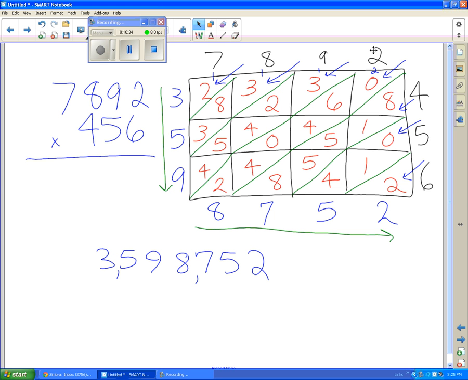I think one of the advantages of using the lattice method of multiplication is I think you are less likely to make errors than when you use the traditional algorithm, especially when you're working with numbers that are more than 2 or 3 digits. So that is how you do it.